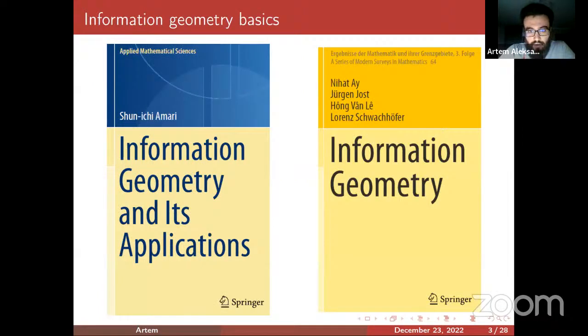So the first part of my talk is based on these two books. Both books are devoted to information geometry, and they provide all needed ideas and concepts for everyone who is interested in information geometry. So you can just read these books and obtain some new information about this field of science.